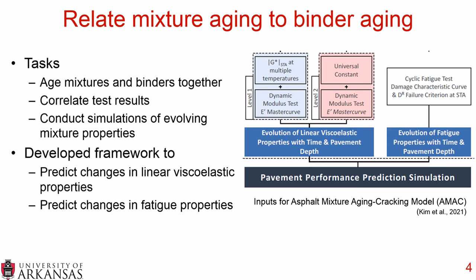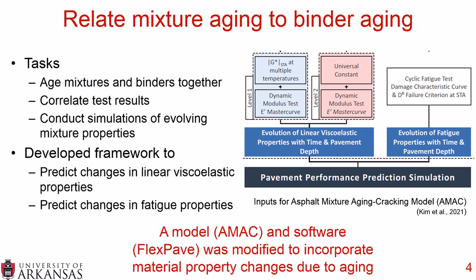And you can see an example here of how they looked at both the G star of the asphalt binder and the dynamic modulus of the E star master curve. They also looked at the cyclic fatigue test, and they combined those together in order to have a pavement performance prediction simulation. And these are all inputs for what they called the Asphalt Mixture Aging Cracking Model, or AMAC. And this AMAC model and FlexPave, a software available, was modified to incorporate material property changes due to aging.